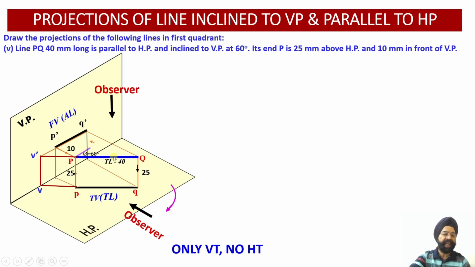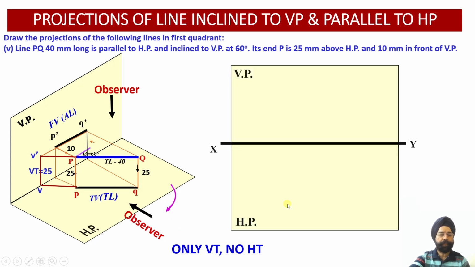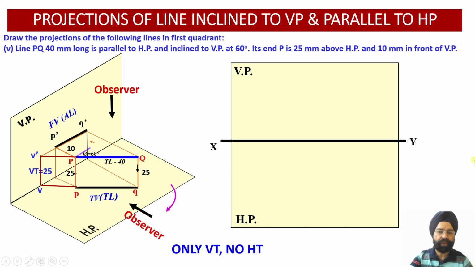And does this line have any horizontal trace? Answer is no. Why? Because this line happens to be parallel to the horizontal plane. So no way is this going to intersect with the horizontal plane. Now let's draw the projections. So the front view p dash q dash and the top view PQ have been obtained in mutually perpendicular planes. So we have to carry out the rotation of HP clockwise downward so that we can obtain both these projections in the same plane.